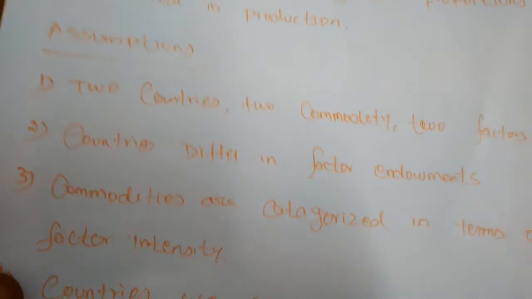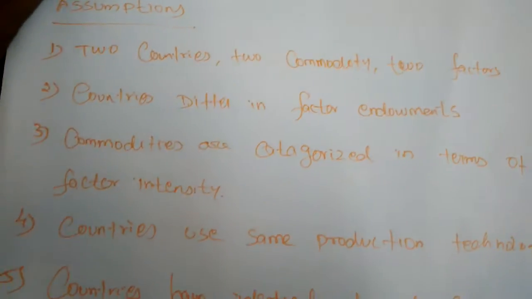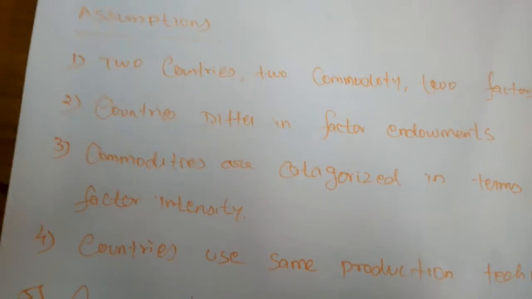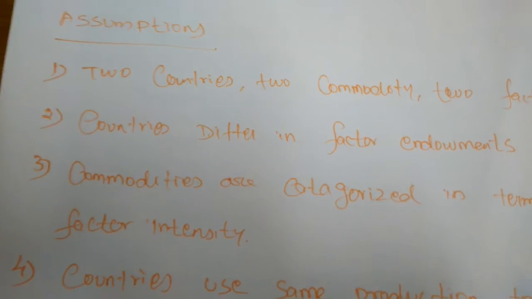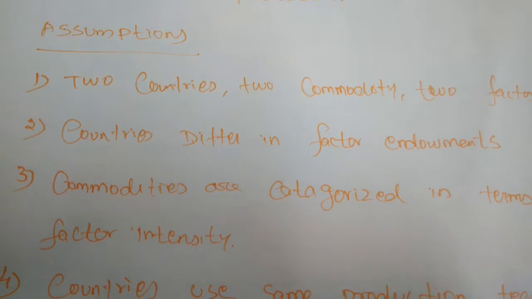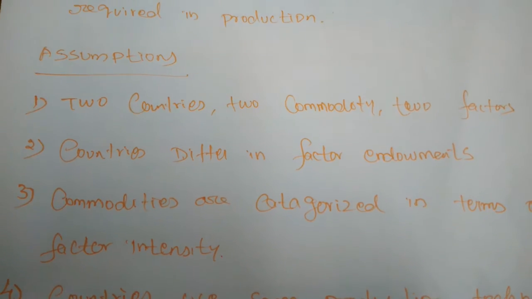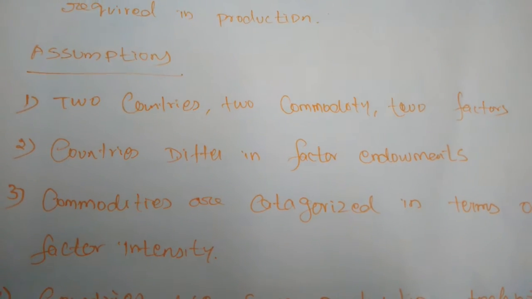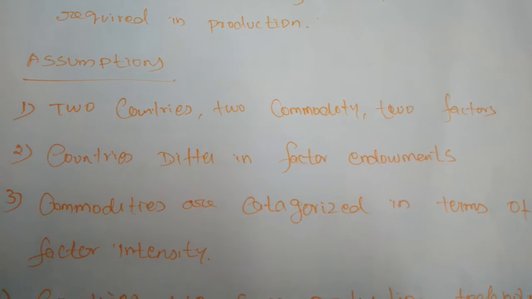And some assumptions are there to explain this theory. There are two countries, two commodities and two factors in the model. This theory takes two countries, two commodities and two factors to explain.